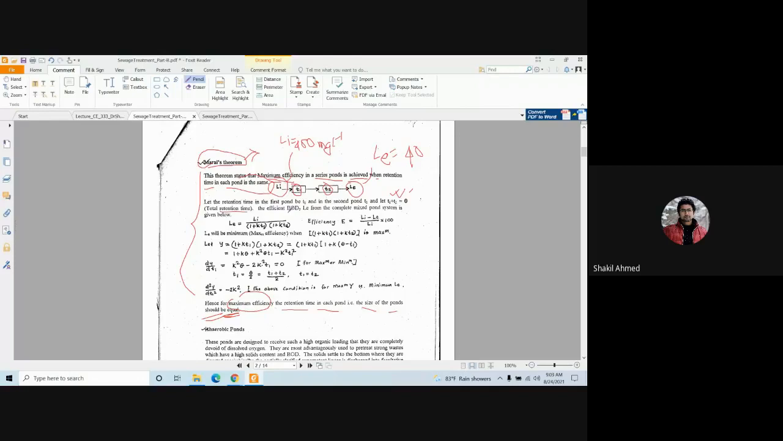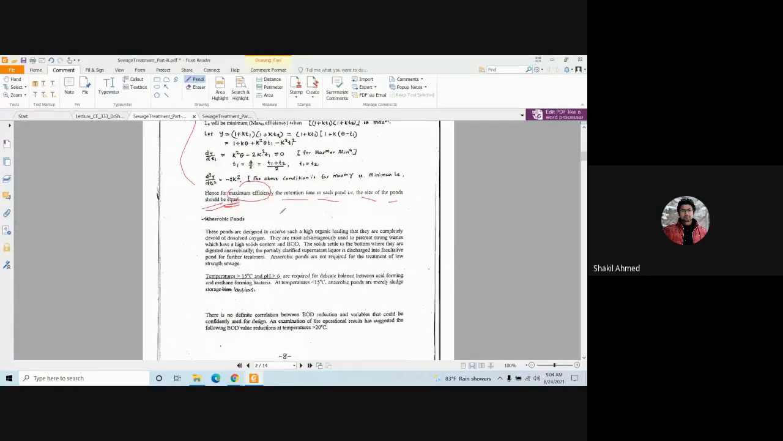The effluent BOD, Le, from the completely mixed pond system is given below. That means the effluent BOD Le is Li divided by 1 plus K into T1, into 1 plus K into T2. Okay.